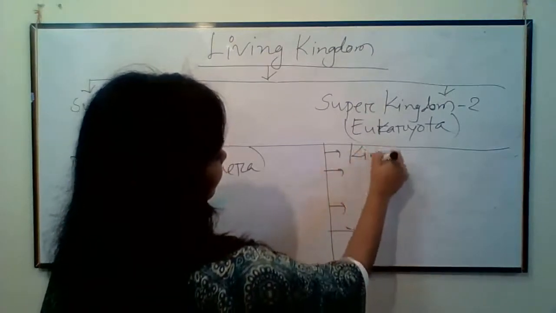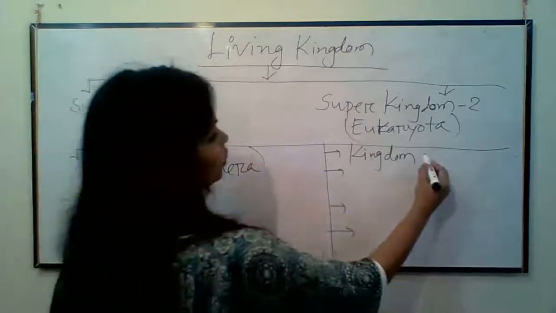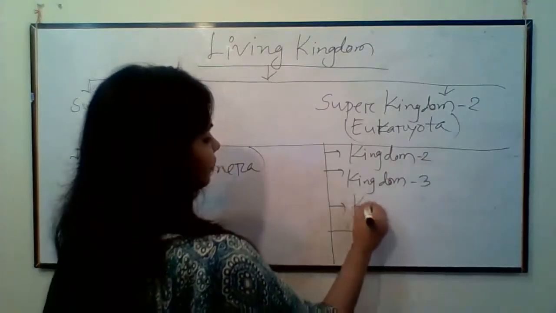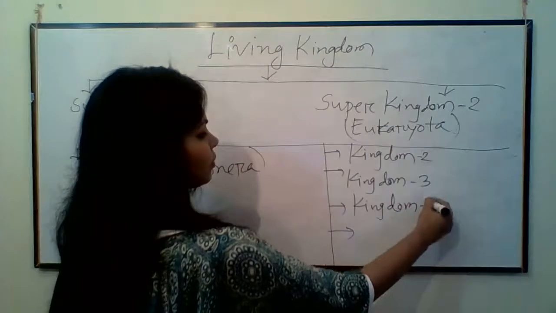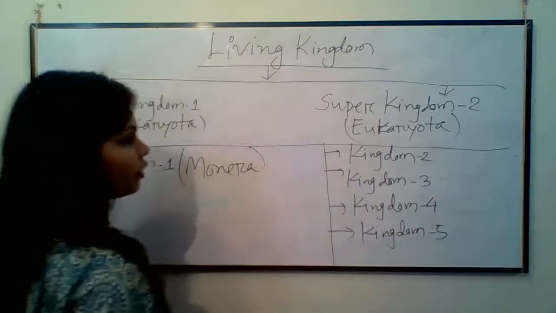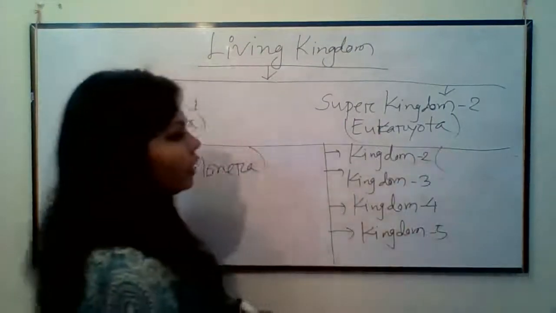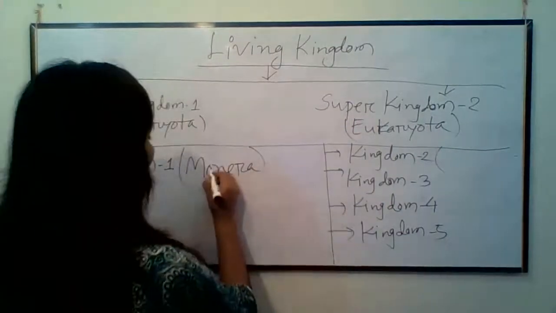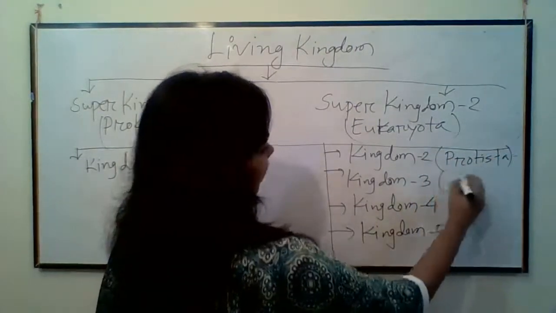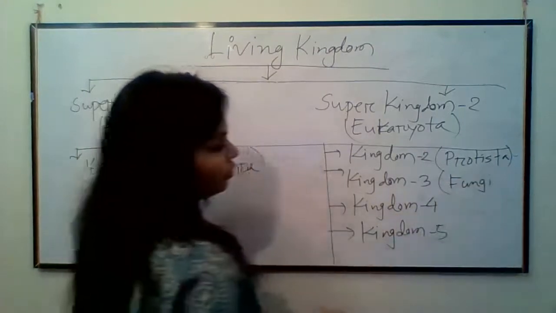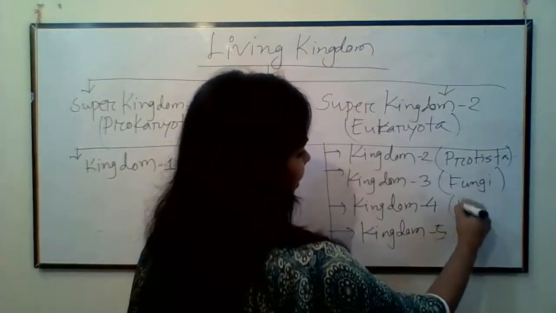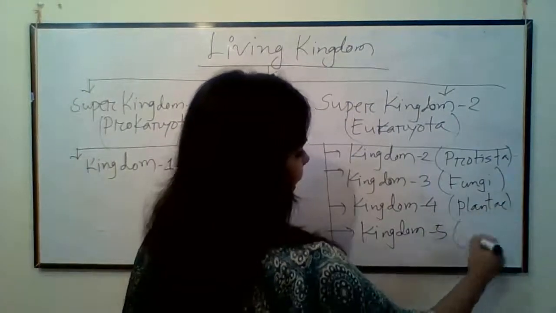That is kingdom 2, kingdom 3, kingdom 4, kingdom 5. So what is kingdom 2? If Kingdom 1 is Monera, then Kingdom 2 is Protista. Then Fungi, or fungi, it's up to you to pronounce. Then Plantae. And then Animalia.